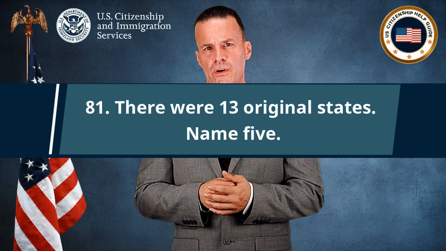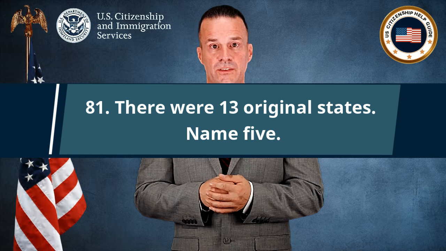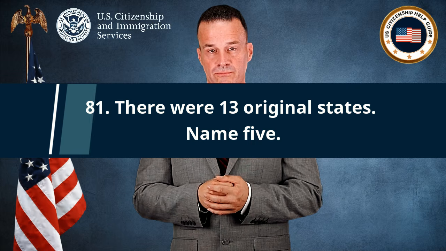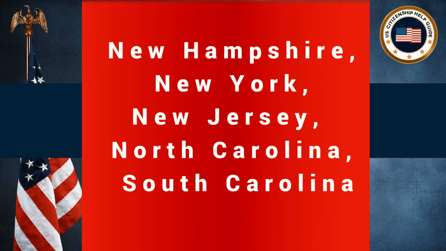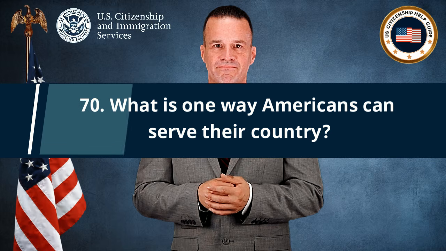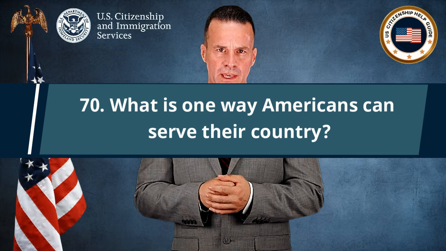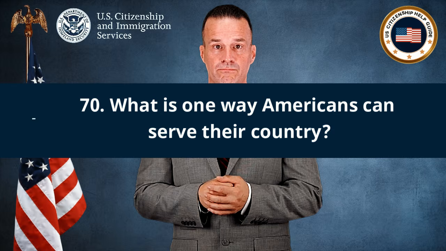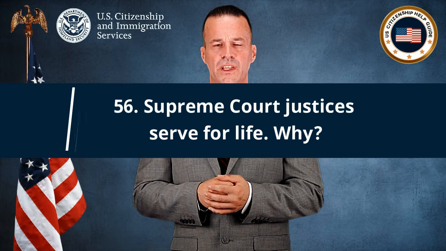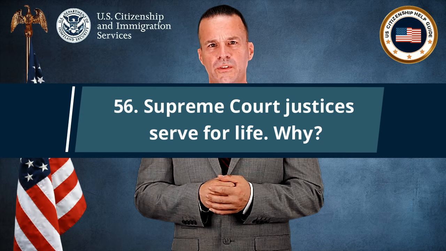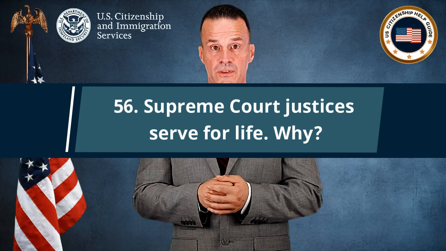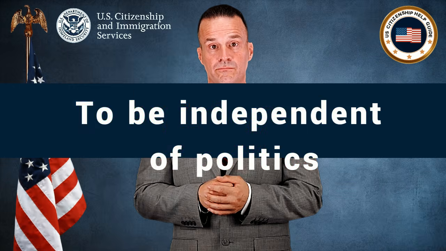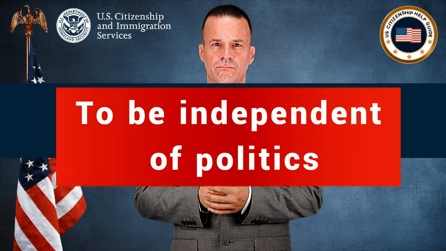81. There were 13 original states. Name 5. New Hampshire, New York, New Jersey, North Carolina, and South Carolina. 70. What is one way Americans can serve their country? Vote. 56. Supreme Court justices serve for life. Why? To be independent of politics.